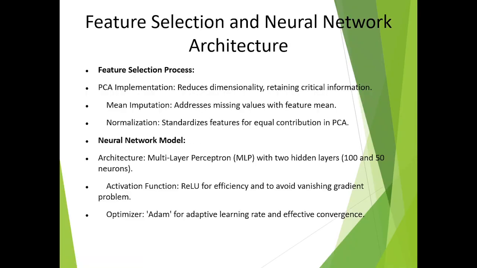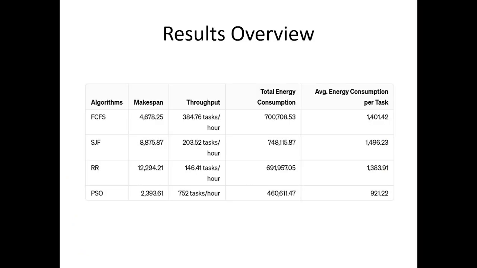Coming to the neural network model, here we are using a multi-layer perceptron, which is an artificial feed-forward neural network with two hidden layers. The first layer has 100 neurons, and the next one has 50 neurons. Then coming to the activation function, the ReLU layer, which is for efficiency and to avoid the vanishing gradient problem. We have used an optimizer called ADAM, which is used for adaptive learning rate and effective convergence.